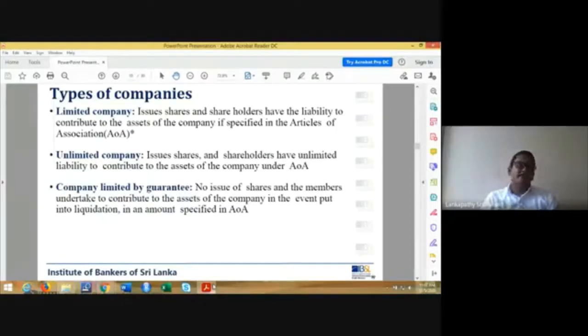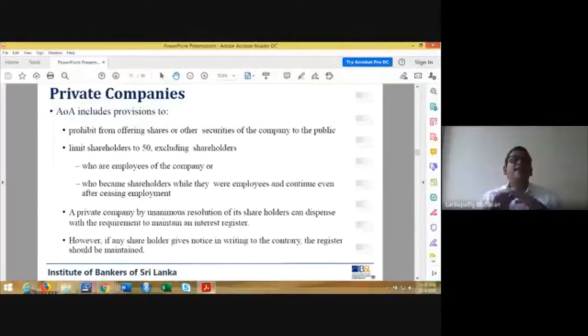So there are three types of companies we can observe in Sri Lanka: the limited company, the unlimited company, and the company limited by guarantee. Another important and popular type of company is the private company, where the article of association includes a provision to prohibit offering shares or other securities of the company to the public.